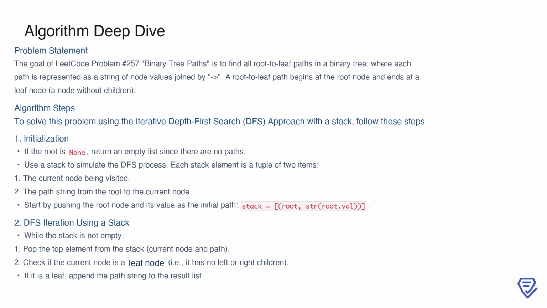First, we initialize the process. If the root is null, there are no paths, so we simply return an empty list. Otherwise, we set up a stack to simulate the DFS traversal. Each item in the stack is a tuple: the current node we're visiting and the path string leading to that node. We start by pushing the root node along with its value as the initial path onto the stack. This lays the groundwork for our traversal.